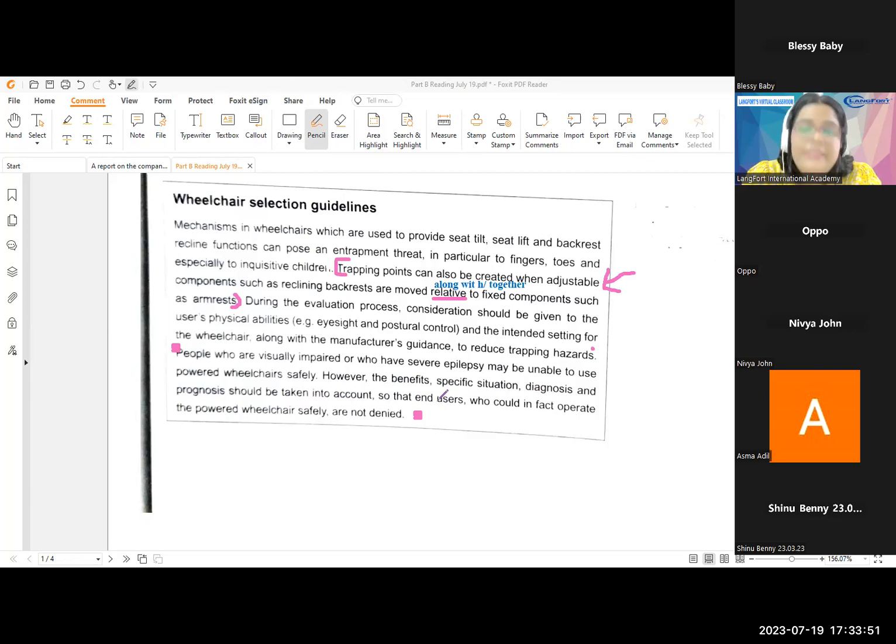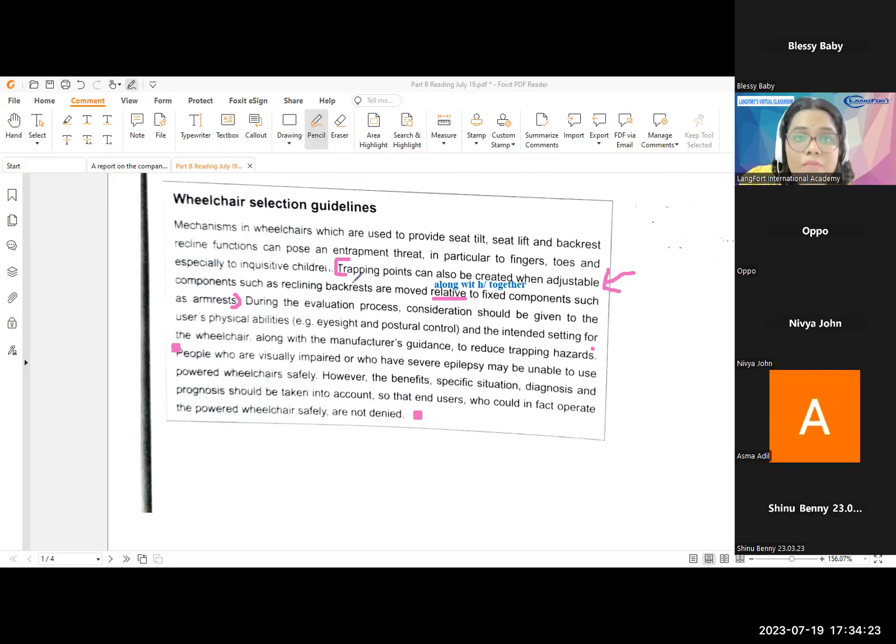Even though that is the case, the benefits of the wheelchair, the patient's specific situation, their diagnosis, and prognosis should all be taken into consideration. So for people who are able to operate the wheelchair safely, we don't deny them, we don't restrict them from using it, we allow them to use it.